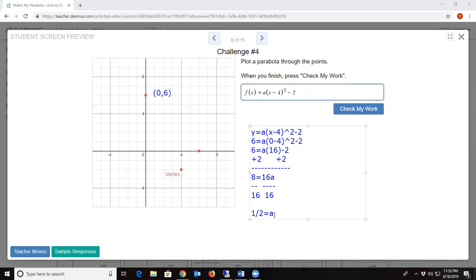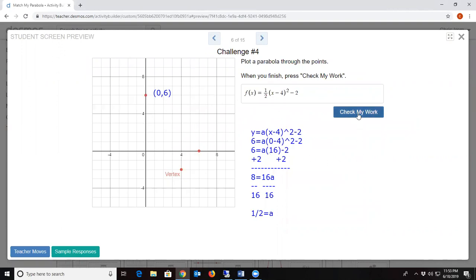If I go back and plug that 1/2 in for my a in the function here, what that says is it's taken that original parabola and compressed it by a factor of 1/2. So we should find that this graph will be a little bit flatter than the original one. Let's take a look. Aha, it does go through those points.